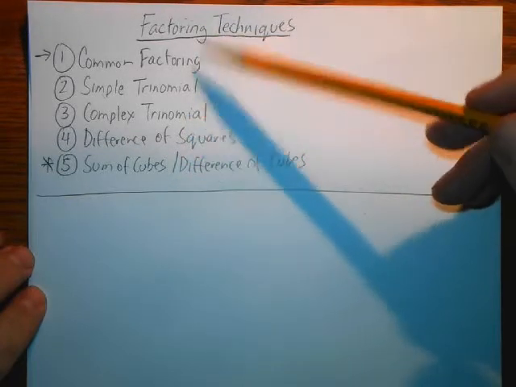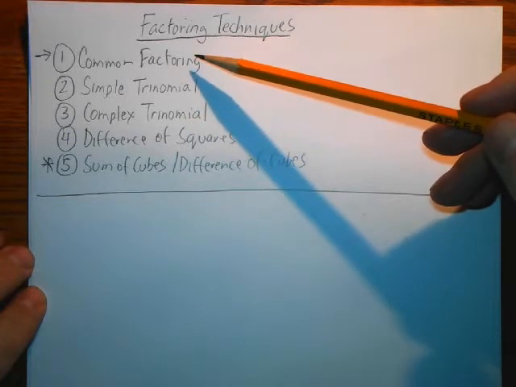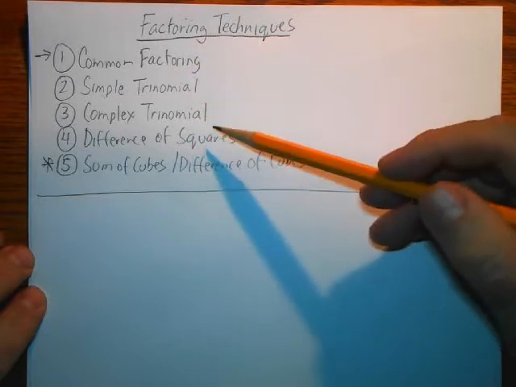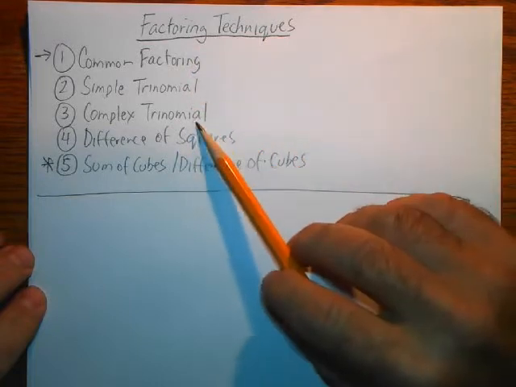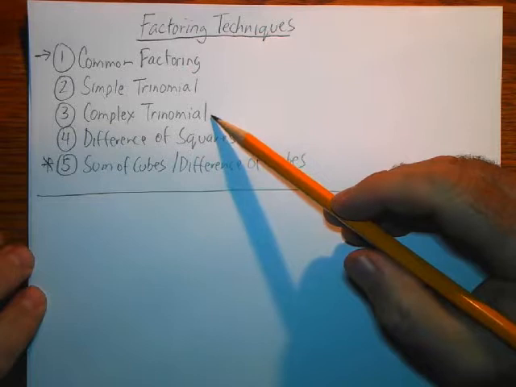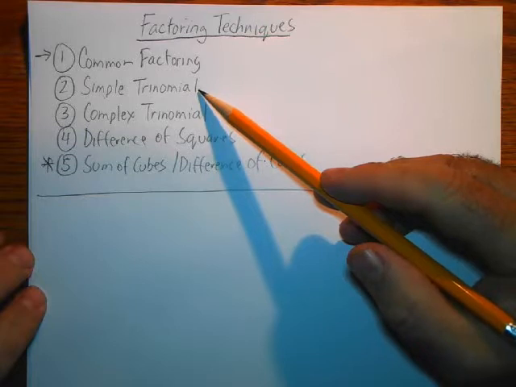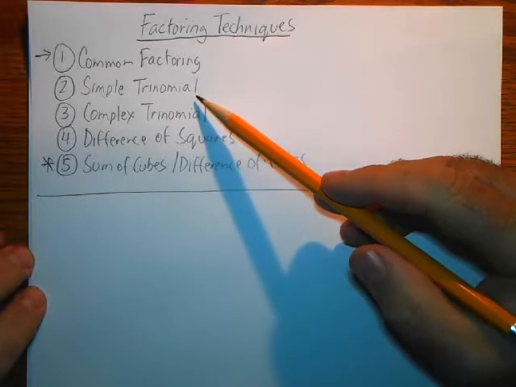And the other thing that makes common factoring a wise choice to try first is because sometimes, and I'll do an example of it, you have something that looks like a complex trinomial that's actually a simple trinomial that has a common factor that you can take out right away, and makes it a much easier question.